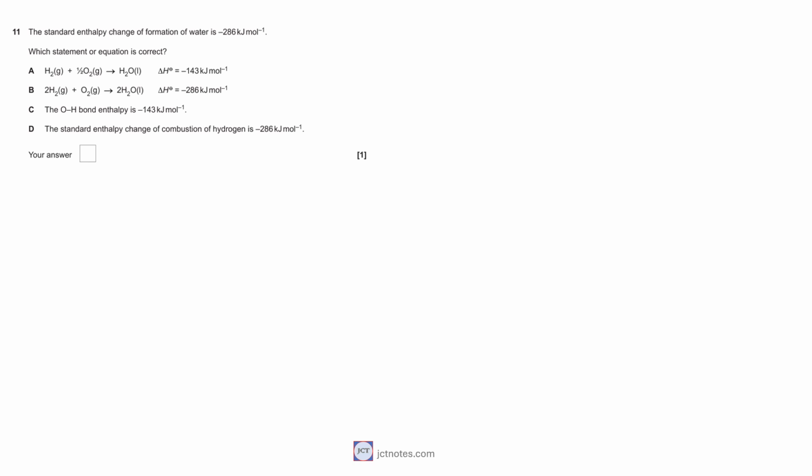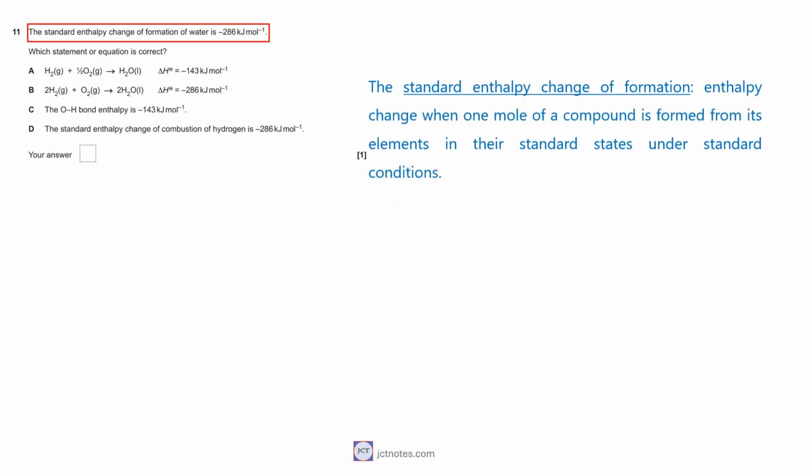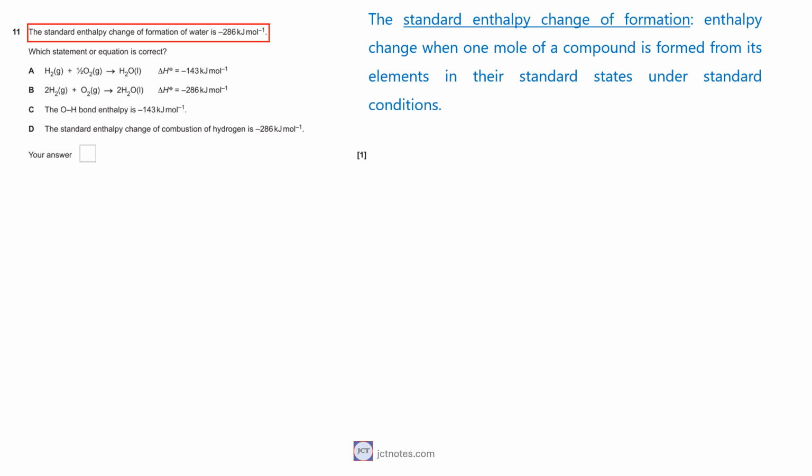In question 11, we are given the statement that the standard enthalpy change of formation of water is minus 286 kilojoules per mole. Which statement or equation from the 4 given is correct? The standard enthalpy change of formation is defined as the enthalpy change when 1 mole of a compound is formed from its elements in their standard states under standard conditions. From the statement, we have that in the case of water, the reaction is 1 mole of hydrogen gas plus half mole of oxygen gas to give 1 mole of water liquid, and the value is equal to -286 kilojoules per mole.